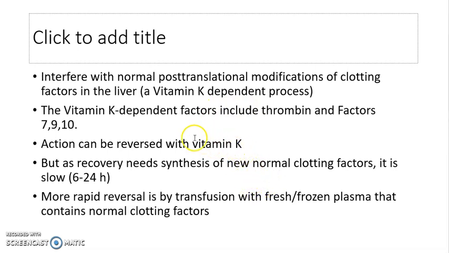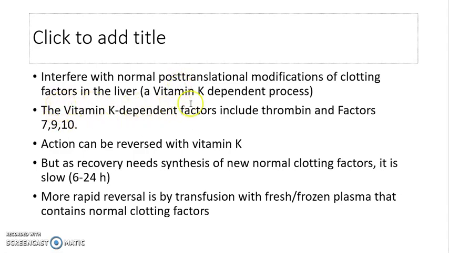And the vitamin K dependent factors include thrombin, which is factor 2, and factors 7, 9, 10. So it's 2, 7, 9, 10. So these are the vitamin K dependent ones, and they are the ones that are interfered by warfarin.